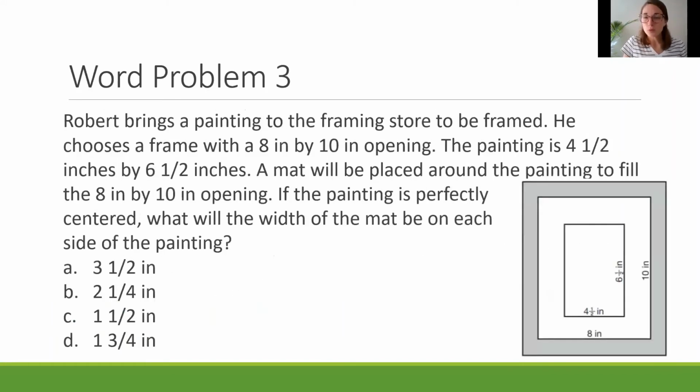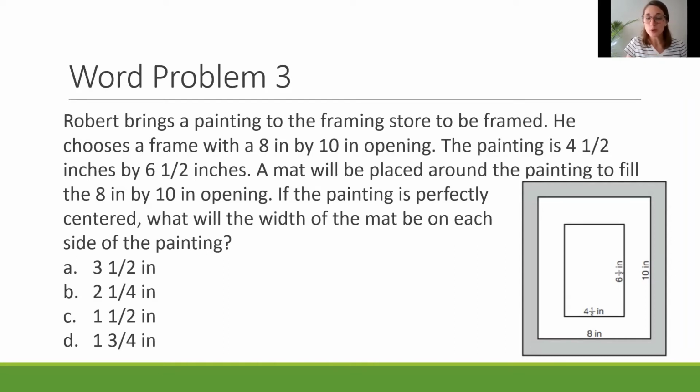For word problem 3, it says, Robert brings a painting to the framing store to be framed. He chooses a frame with an 8-inch by 10-inch opening. The painting is 4.5 inches by 6.5 inches. A mat will be placed around the painting to fill the 8-inch by 10-inch opening. If the painting is perfectly centered, what will the width of the mat be on each side of the painting?